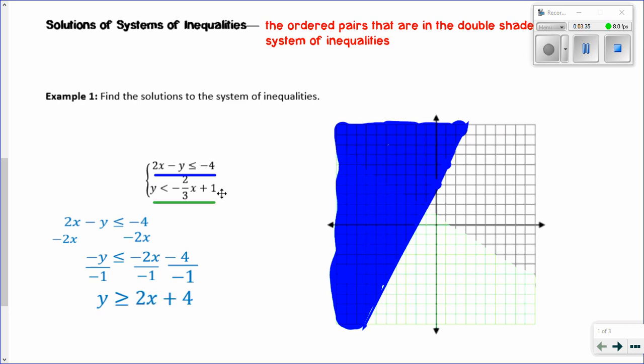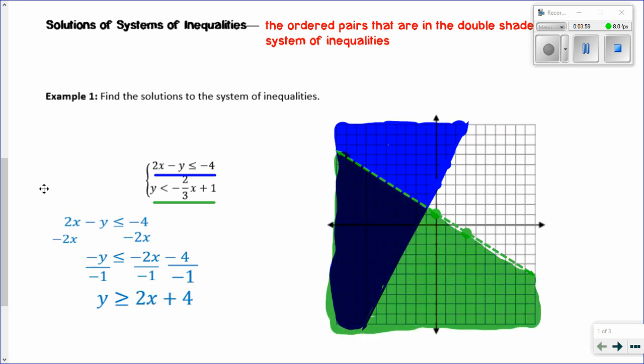Now I need to do the green one, the second one. So my y-intercept is at 1. I plot that point. Then I'm going to go down 2 and over 3 to plot my next point. And now I draw my line, which is not going to be solid because I'm not equal to. And there you go. To shade it, I'm going to shade below this line because that's what less than means. This is the graph.